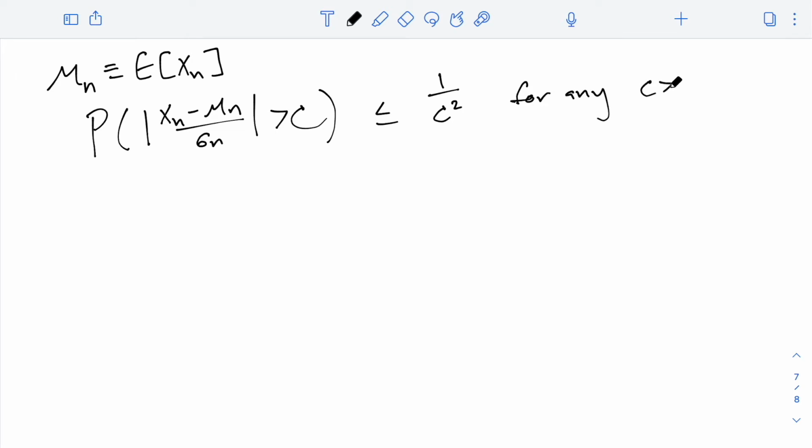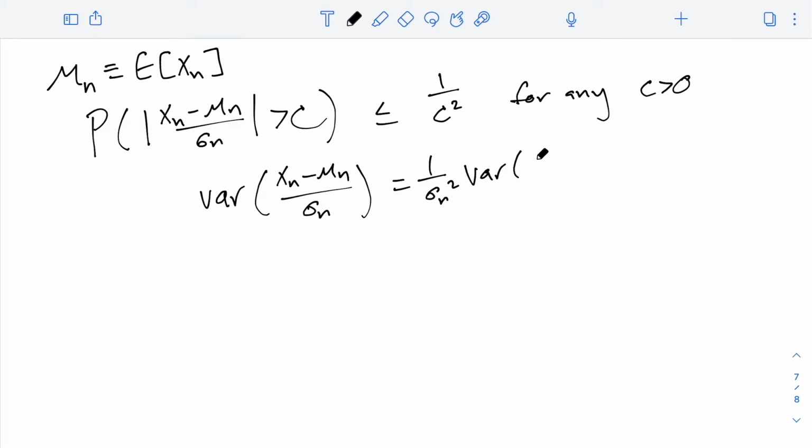for any c greater than 0. And this actually directly comes from the fact that if we look at the variance of X_n minus mu_n over sigma_n, this is just 1 over sigma_n squared times the variance of X_n, and this is equal to 1. Right, so this says that our standardized variable now has variance equal to 1, so we can apply Chebyshev's inequality up here with just variance 1.